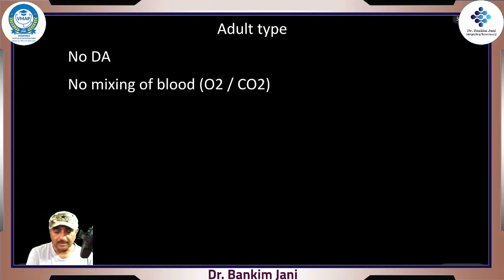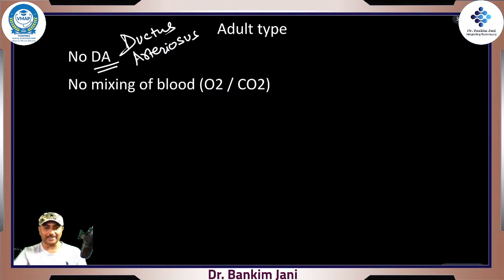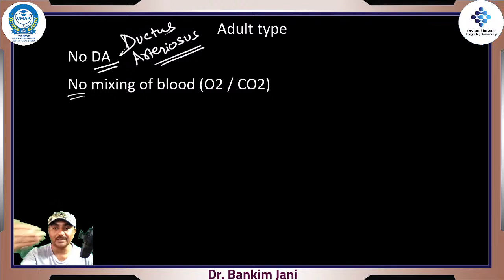In the adult type, there is no DA, no ductus arteriosus, right? There is no ductus arteriosus, because if it is present, then it is a dual complication, right? So we are taking them individually. So there is no ductus arteriosus. That means there is no mixing of blood, correct? There is no mixing of blood, because in the infant, the ductus arteriosus was present. So whatever blood was coming, the mixed blood was getting pushed, and less blood was going.